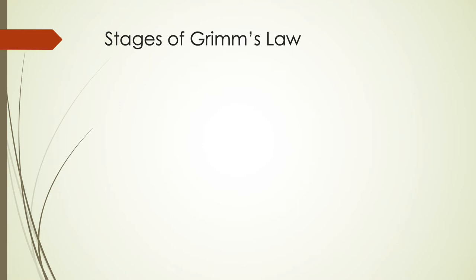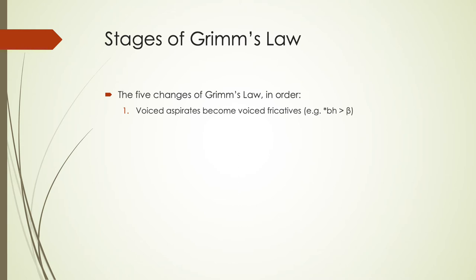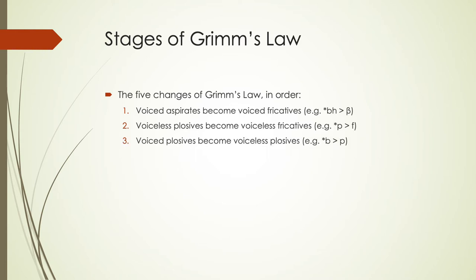So the five changes that are seen as taking place during Grimm's Law is that first, the voiced aspirates, the buh sounds, become voiced fricatives instead. So buh would have become a wah. This is not a sound we have in present-day English, but if any of you are familiar with Spanish, this is what a B sound would turn into in between vowels, so a wah sound. And then after that, the voiceless plosives became voiceless fricatives, so our p, t, k became things like f, th, and h. And then after that, the voiced plosives became voiceless plosives. So there were no longer any voiceless plosives.